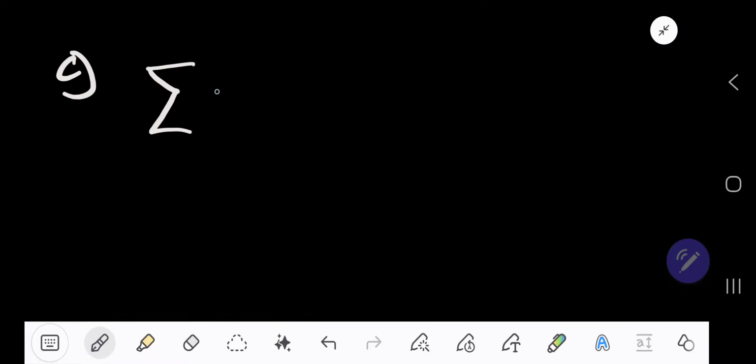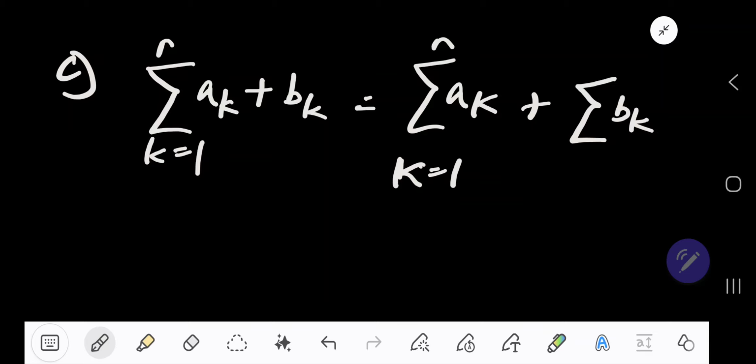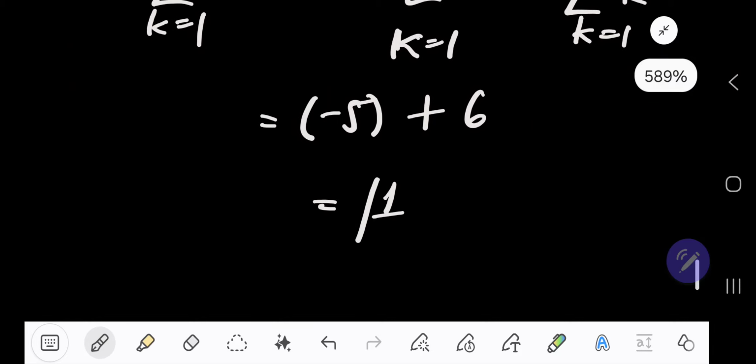Alright, now find the summation of ak plus bk from k equals 1 to n. How would this be? We can rewrite this, according to the sum rule, as the summation of ak from k equals 1 to n plus the summation of bk from k equals 1 to n. The summation of ak was given to us as negative 5, and the summation of bk was given to us as 6. So negative 5 plus 6 equals 1.